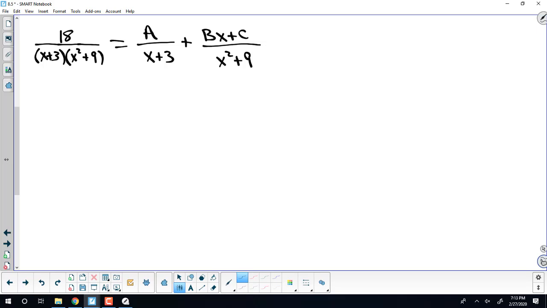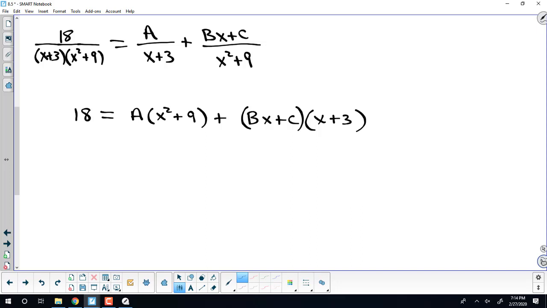Multiply through the denominator, we get 18 is equal to A times x squared plus 9, plus Bx plus C, times x plus 3. So there's not anything we can use to zero out the A. We can zero out the Bx and the C with x equals -3. That way we can at least know what A is. So let's do that first.